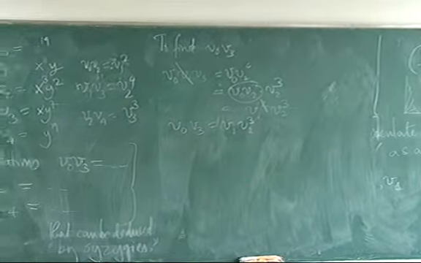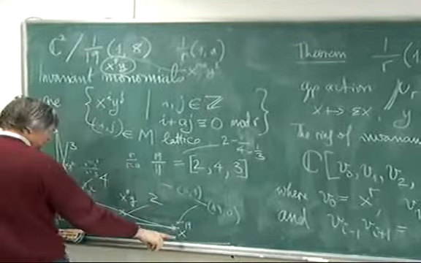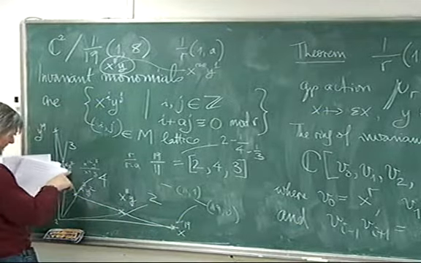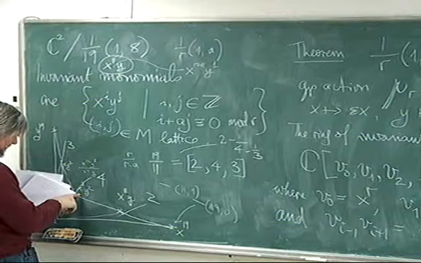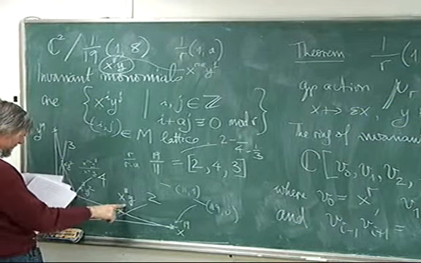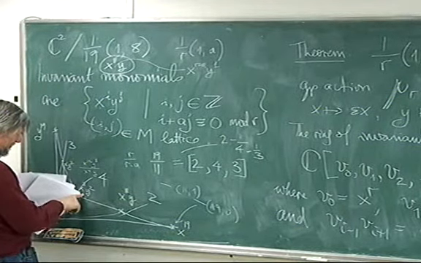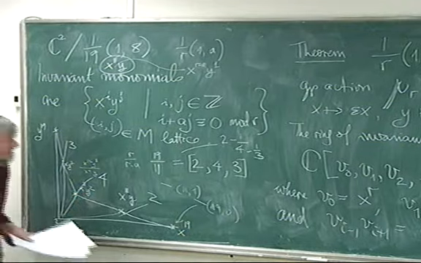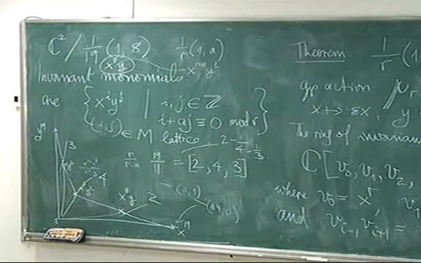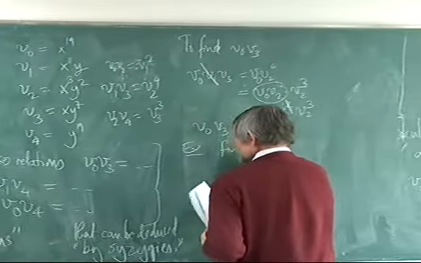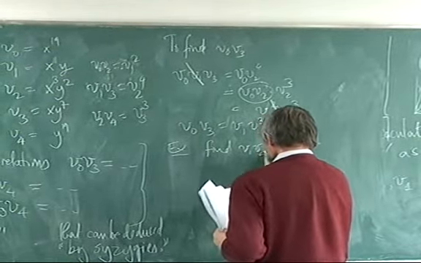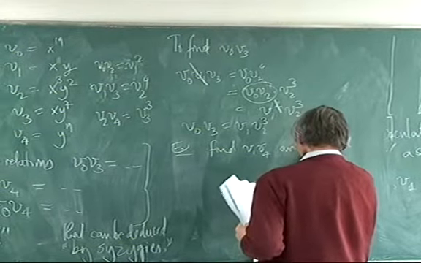So you can just write x to the 20th, y to the 7th. He's this one times this one cubed. Etc. So, an exercise: find V1 V4 and V0 V4.